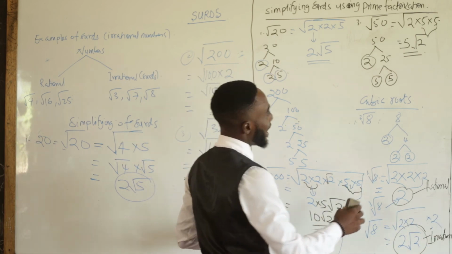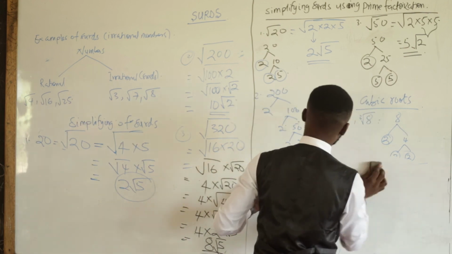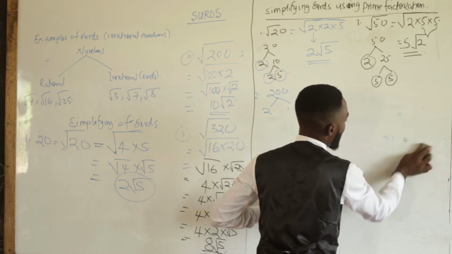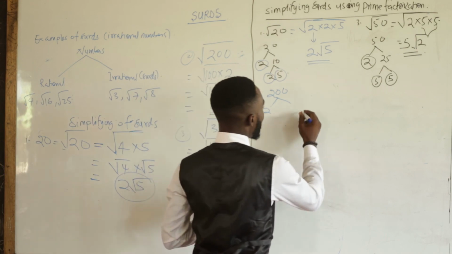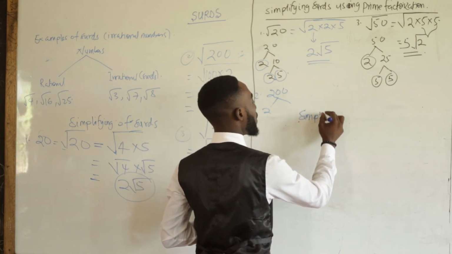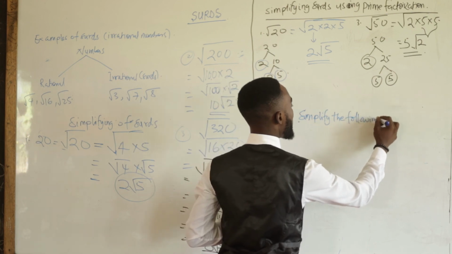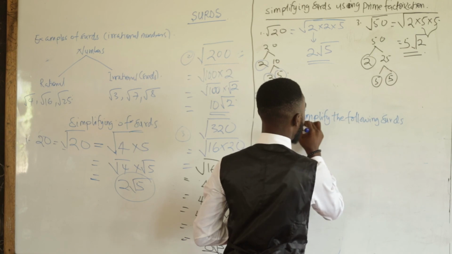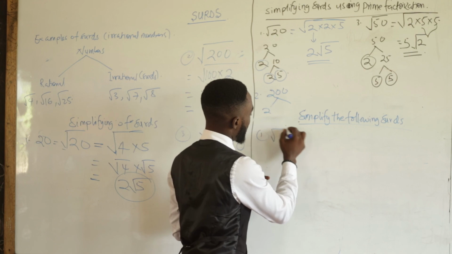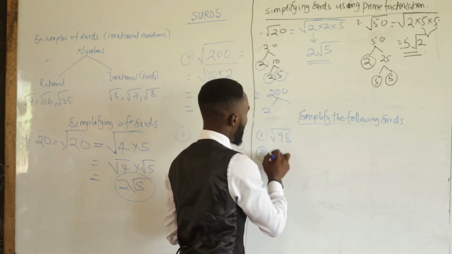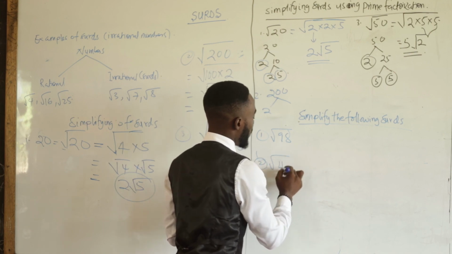Okay. Try these 2 examples and let me see, using both approaches we used. So simplify: 1, root of 98, and then 2, root of 45.